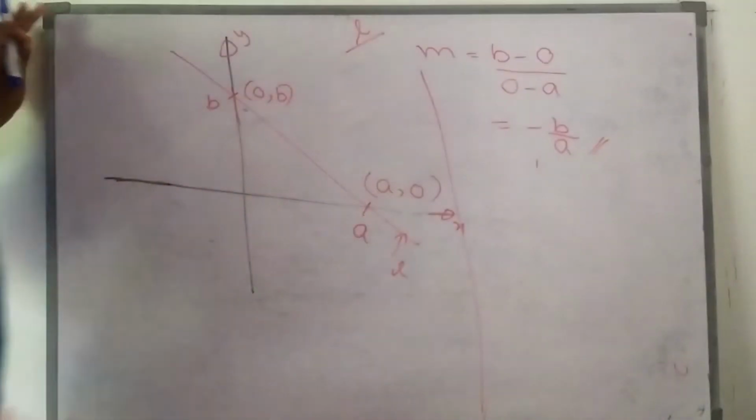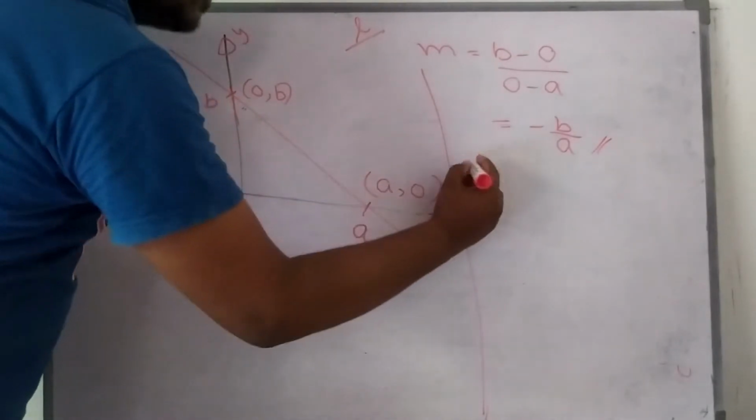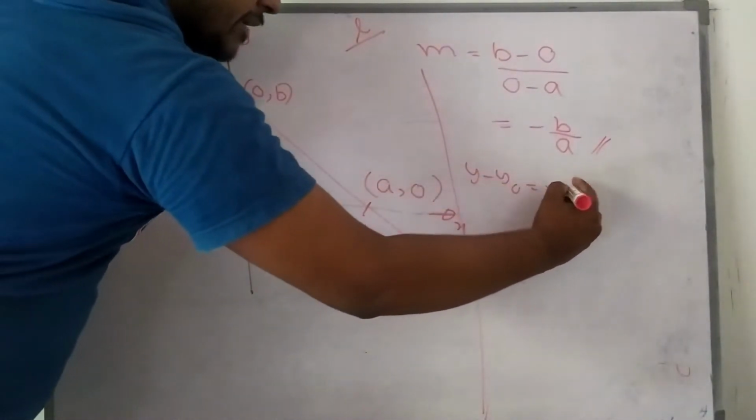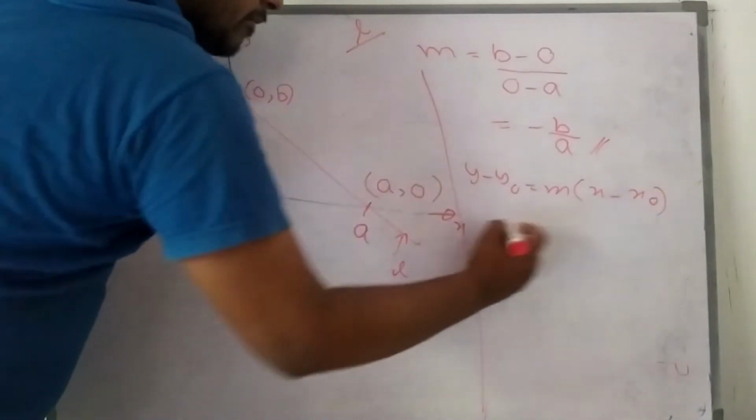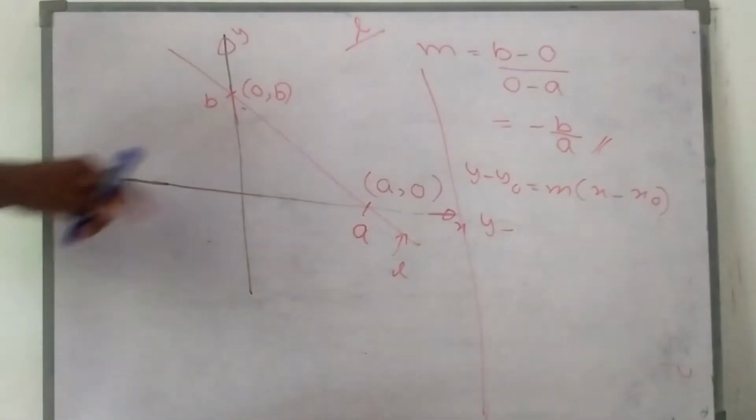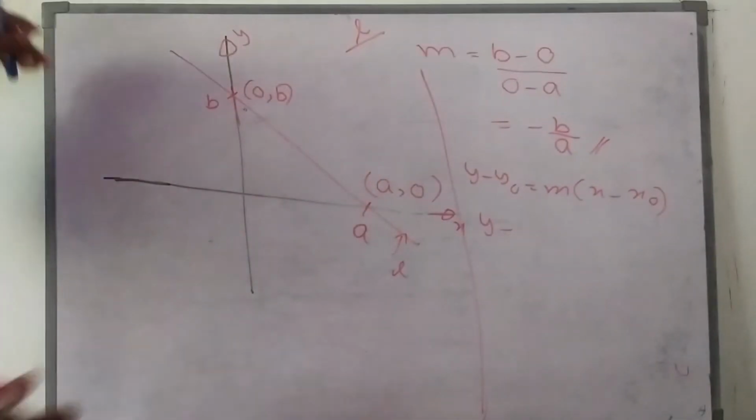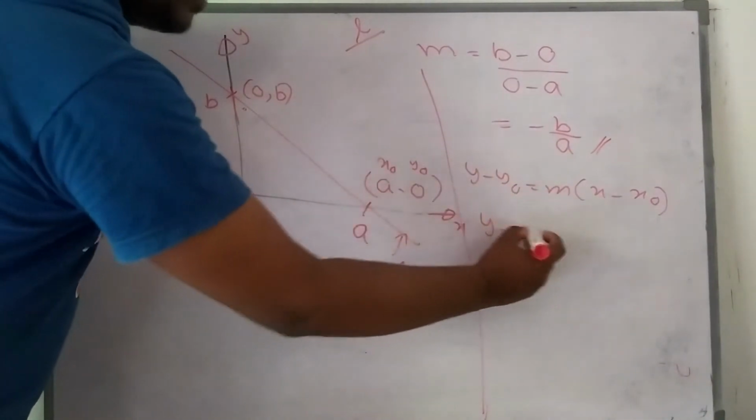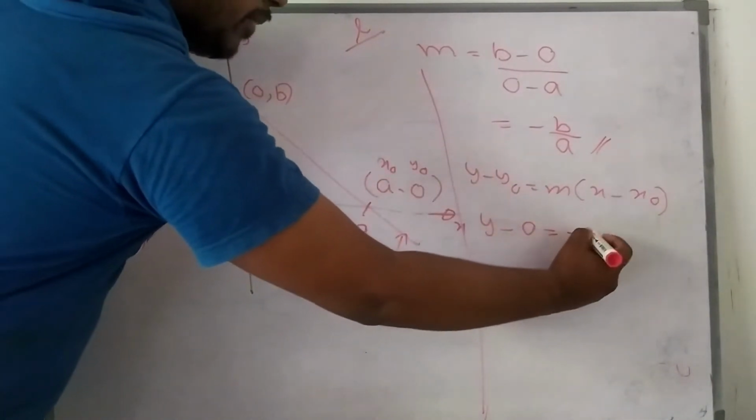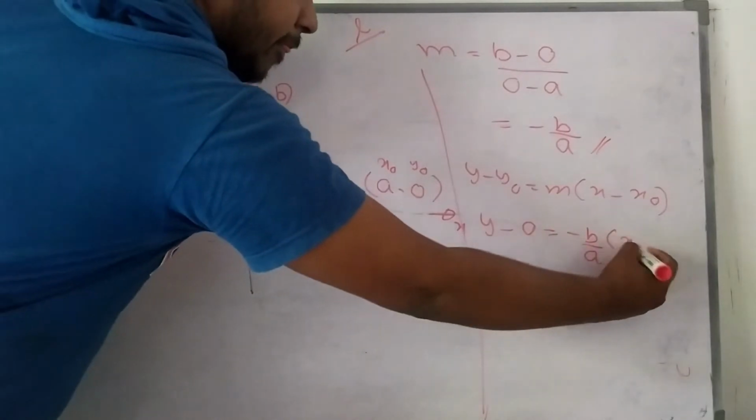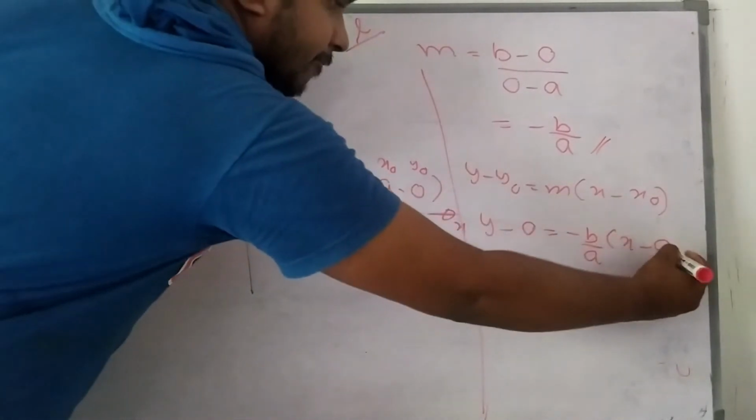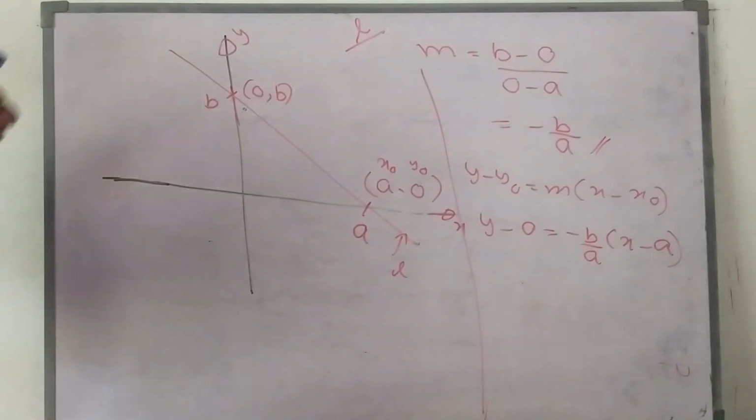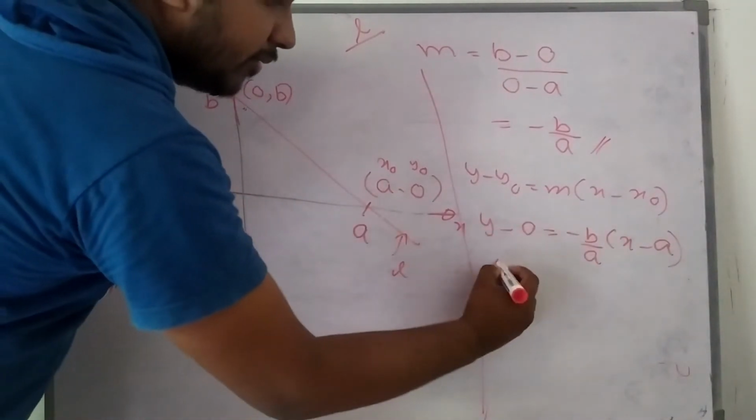And how to find the equation? It is y minus y naught equals gradient times x minus x naught. You can select any point, so I assume this is x naught and y naught. y minus the y coordinate 0, equals minus b over a, times x minus the x coordinate, which is a. Right? Now I'm going to divide by b.